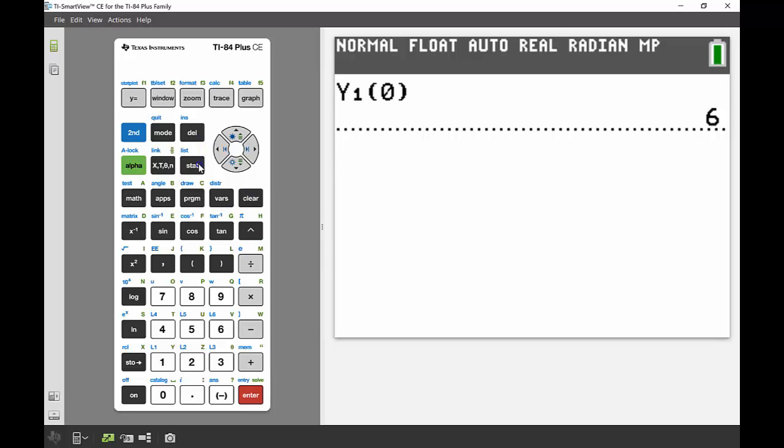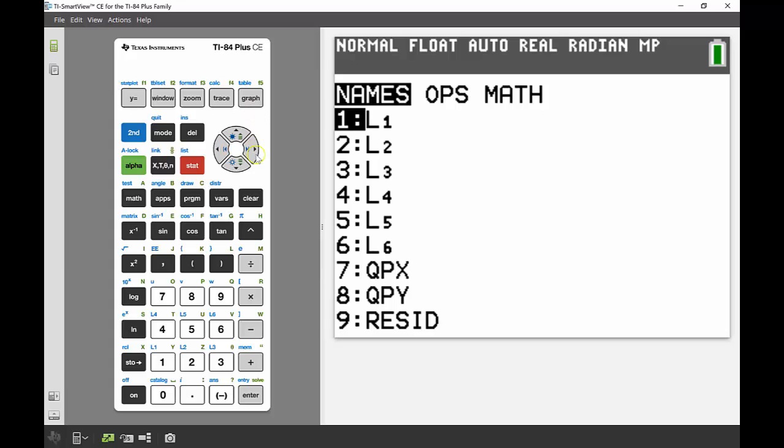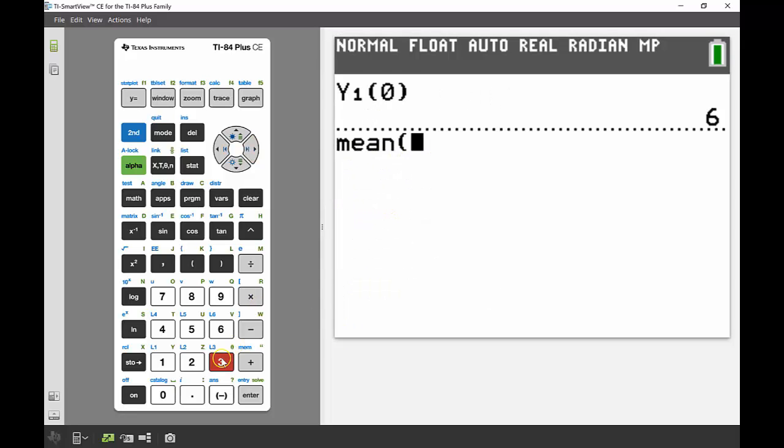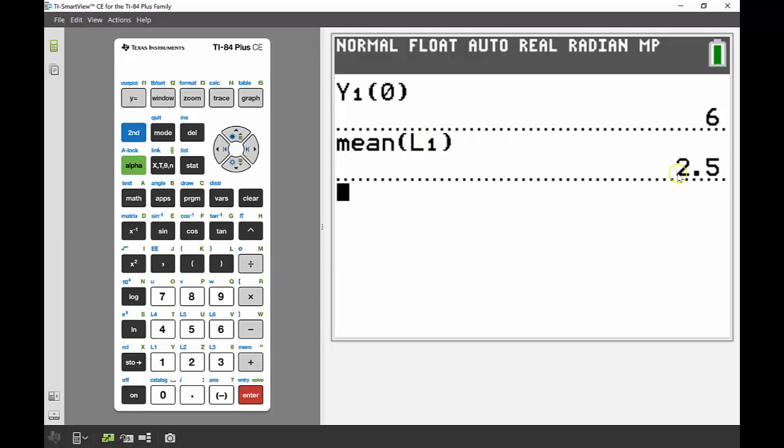The next thing I want to do is take the average of the 2 numbers that I put into that list 1 as well. So if I go second list, and I go across to the maths menu where it has a whole lot of operations, I want to take the average, so the mean, that's number 3. So I'm going to take the mean of my second number 1, gives me my list 1. That's going to take the average of those 2 numbers, and that gives me 2.5, which is the x coordinate of my turning point.